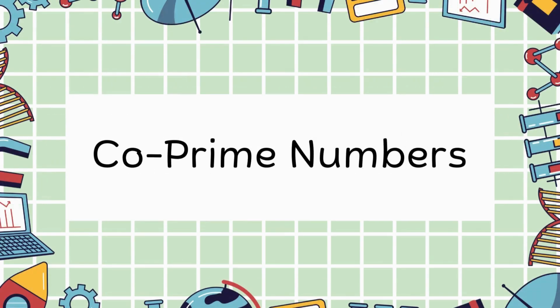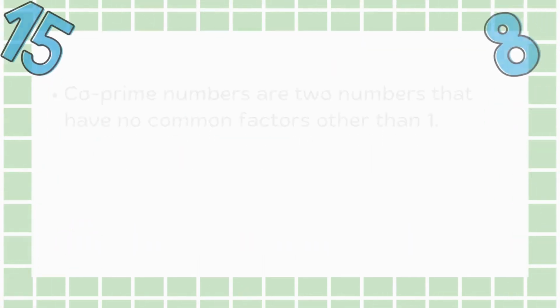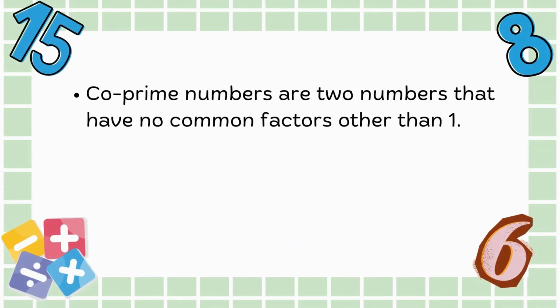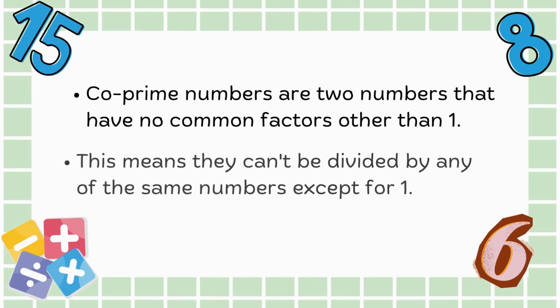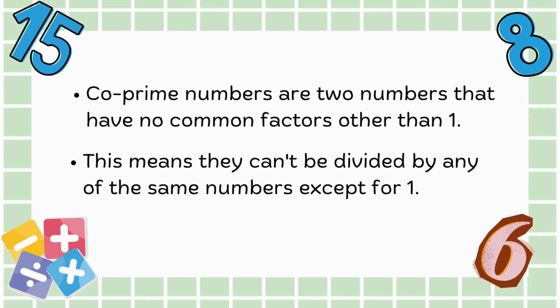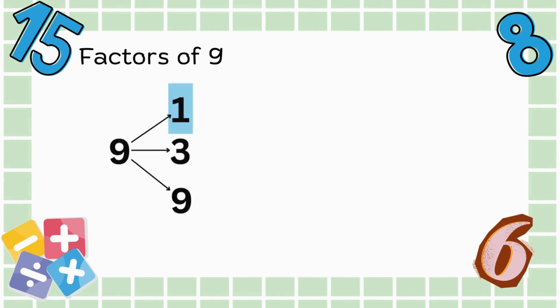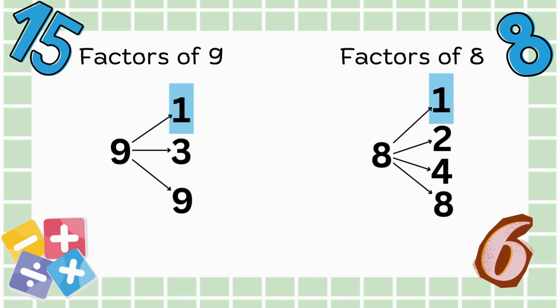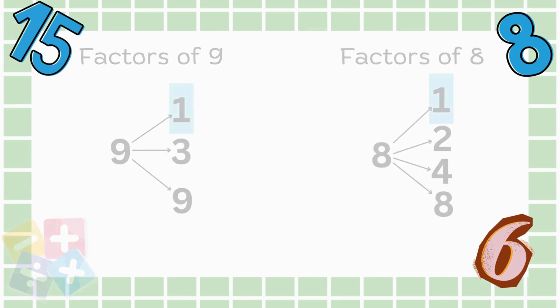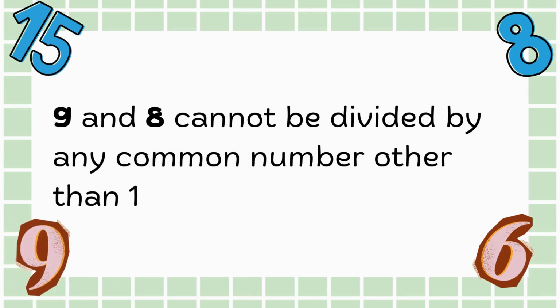Now, let's move on to co-prime numbers. Co-prime numbers are two numbers that have no common factors other than 1. This means they can't be divided by any of the same numbers except for 1. For example, factors of 9 are 1, 3, and 9. Factors of 8 are 1, 2, 4, and 8. 9 and 8 cannot be divided by any common number other than 1.